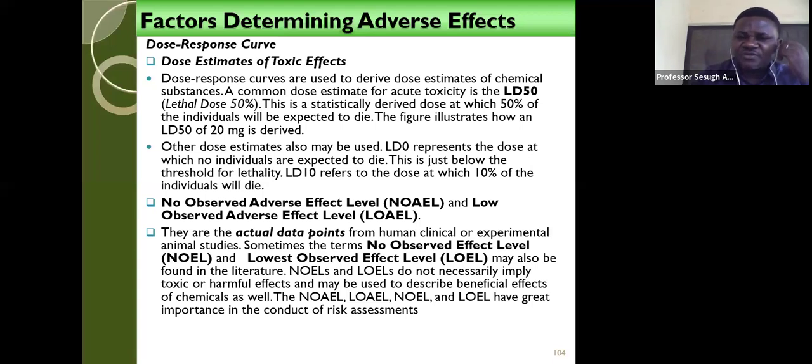So other dose estimates may be used. LD0 represents the dose at which no individuals are expected to die. LD0. Okay? This is just below the threshold. It's below the threshold for lethality. LD10 refers to the dose at which 10% of the individuals will die. Do you understand?